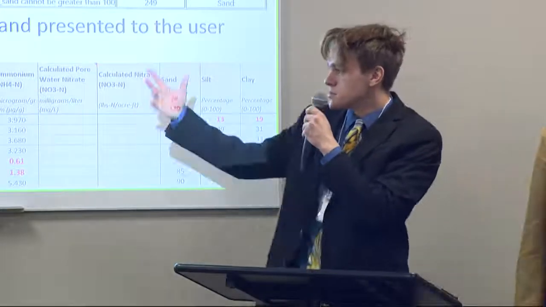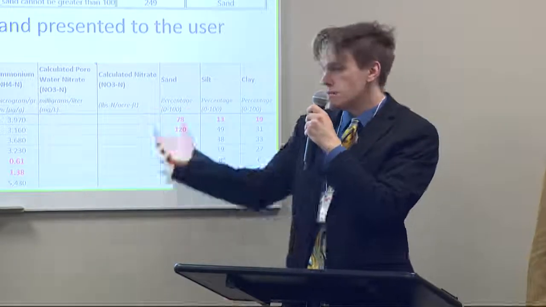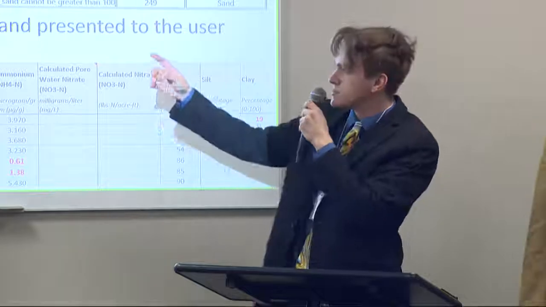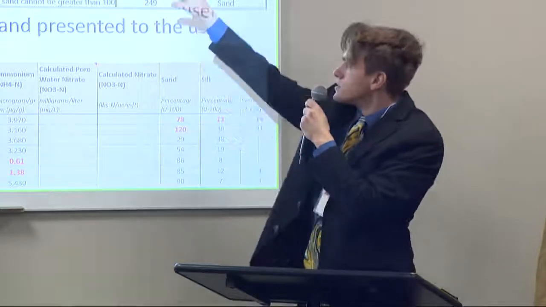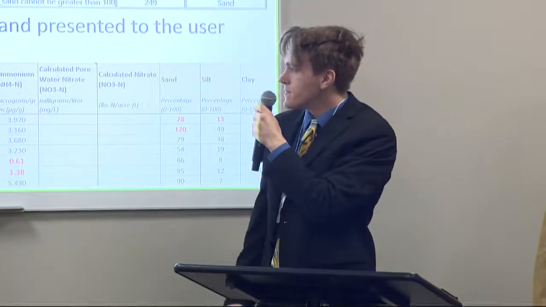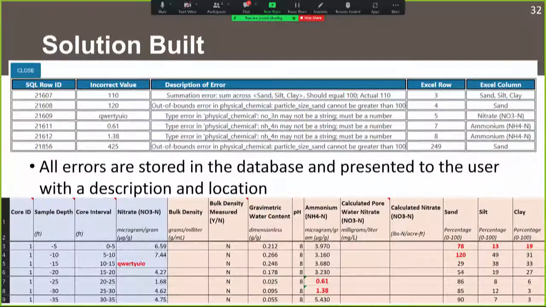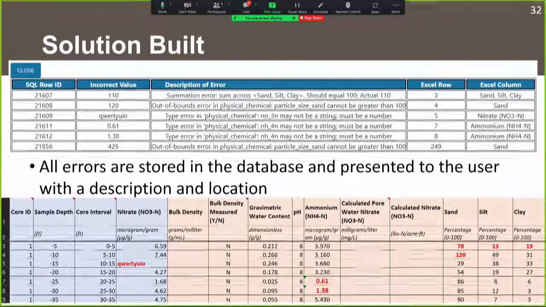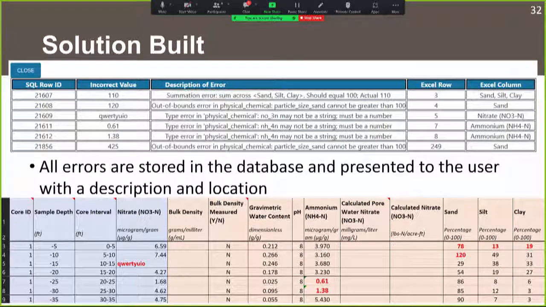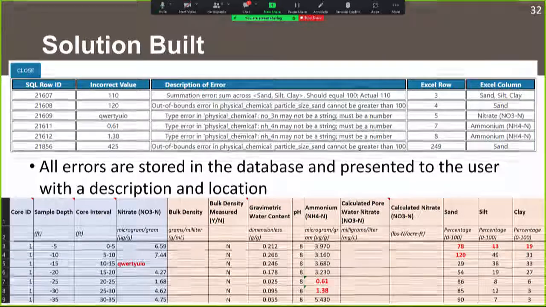And then the solution built here. This is actually an error report from the physical chemical file. Yes, we cut out the title there, but you can see there's one here. The most interesting one, I think, is this top one here. You can see we have a description of the error, where there's a summation error. That's because across these three columns here, which we highlighted red, the values actually summed up to 110, which is supposed to represent a percentage of the soil composition.